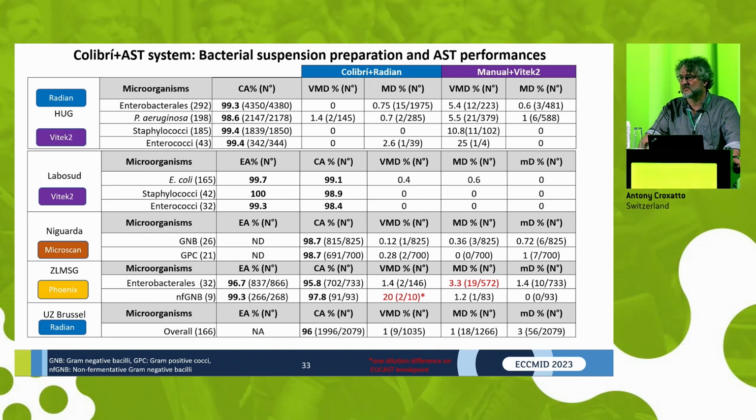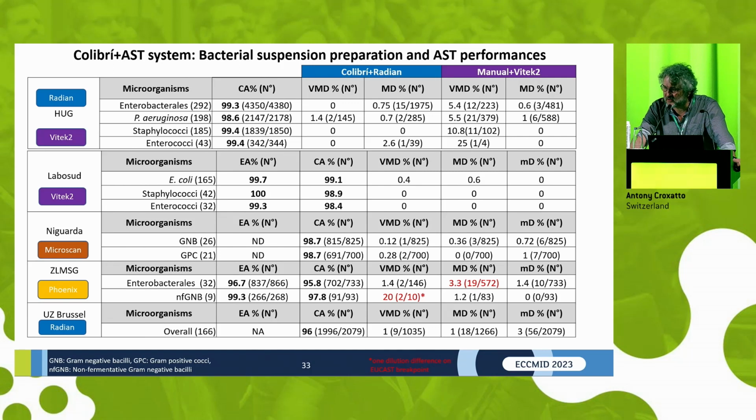If we take the first evaluation of the Hospital of Geneva, you can see that for the different types of microorganisms, the category agreement was excellent, almost 99% at least for all types of microorganisms. The performance of the Colibri plus Radiant was excellent with very few very major and major discrepancies, whereas manual and Vitek, especially for very major discrepancies, had numbers a little bit higher, from 5 to 10%.